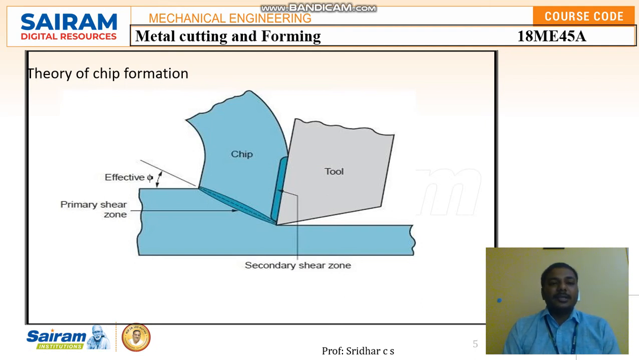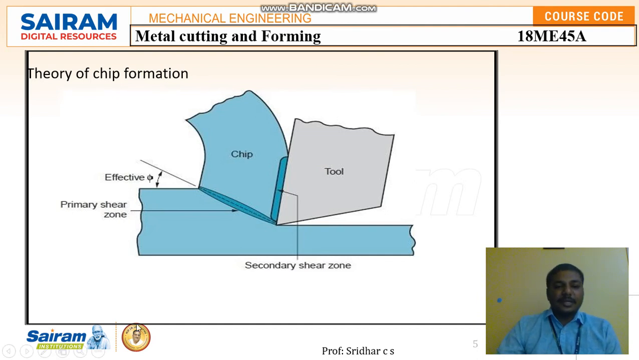But generally, the function of chip formation is this: when we start removing the excess material from the workpiece, a small amount of material starts coming out of the workpiece. So this is what we have seen or identified in chip formation.